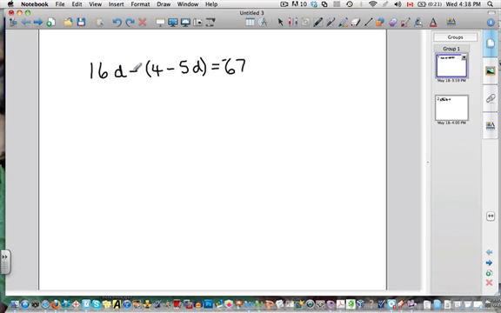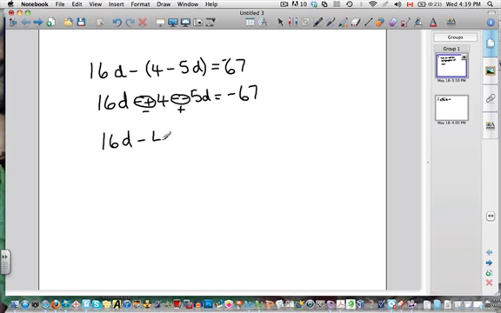The next step I do is I apply the negative sign to the brackets. So I have 16d minus positive 4 minus negative 5d equals negative 67. Now I look at my signs. Because I'm not going to have two signs, I replace them. Two negatives make a positive, and if I subtract a positive, it leaves me with a negative. So I rewrite it, keep it nice and clean, plus 5d equals negative 67.